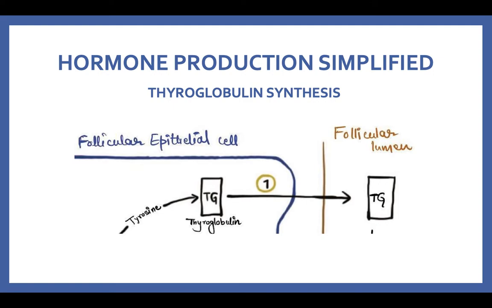This is formed in the rough endoplasmic reticulum, which then gets packaged into vesicles by the Golgi body and then transported from the follicular epithelial cell into the follicular lumen along the apical side of the cell through a process known as exocytosis. So now once this thyroglobulin is in the follicular lumen, we then have a number of steps that follow after this, which will be covered in the next slides.